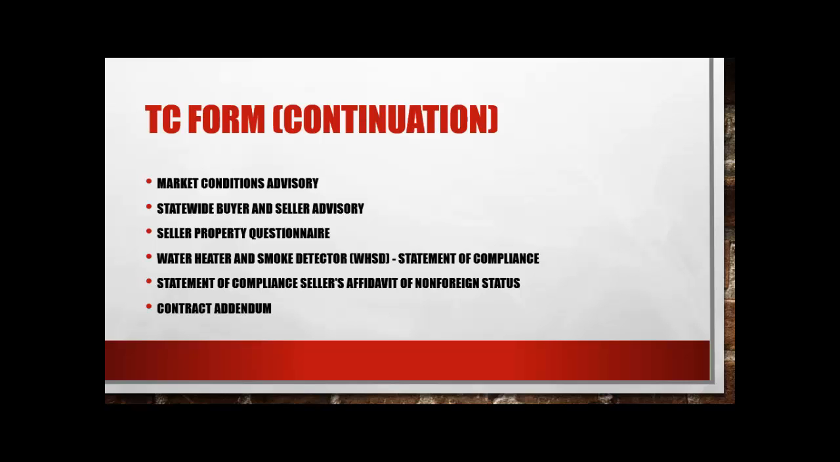These are all handled both by the buyer's agent as well as the seller's agent and forwarded to the asset manager.